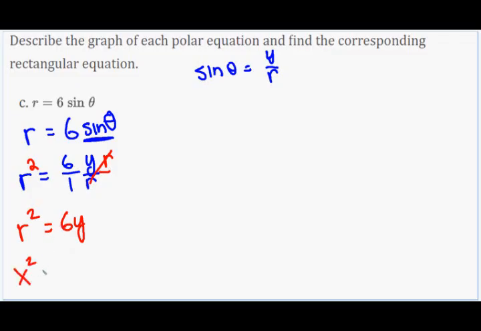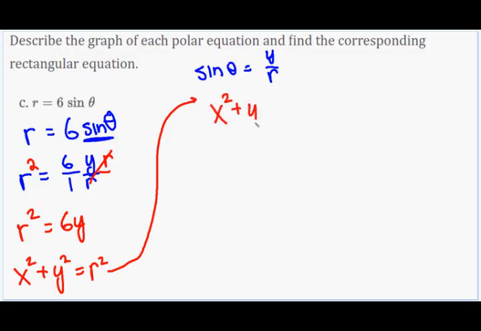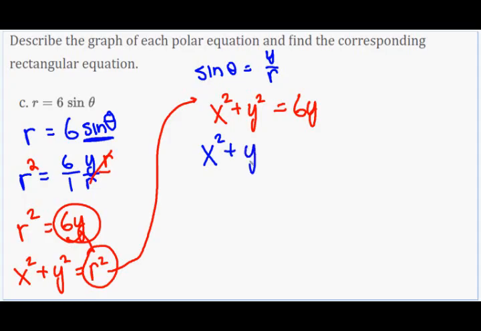And remember, x squared plus y squared is equal to r squared. So I'm going to come up here and do x squared plus y squared equals, taking out the r squared and replacing it with this 6y. Boom. Now here's where I got stuck originally, and this is going to be a throwback to chapter P. Let's get everything on one side so it's equal to 0. x squared plus y squared minus 6y equals 0.